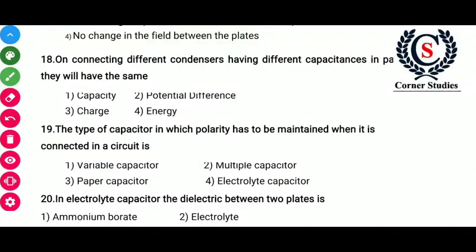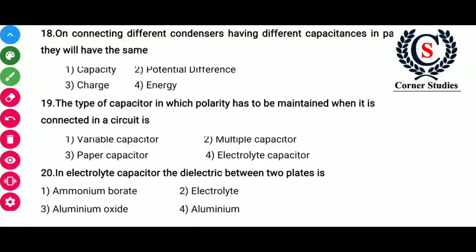Next, 18th one. On connecting different condensers having different capacitance in parallel, they will have the same: capacity, potential difference, charge, energy. Answer: potential difference.